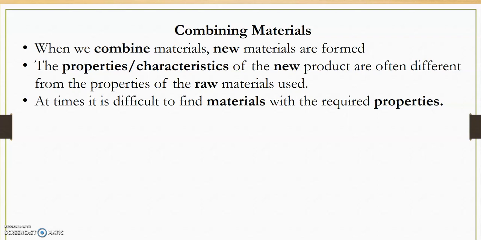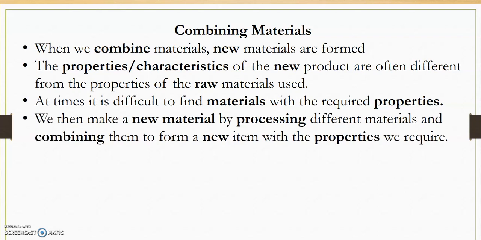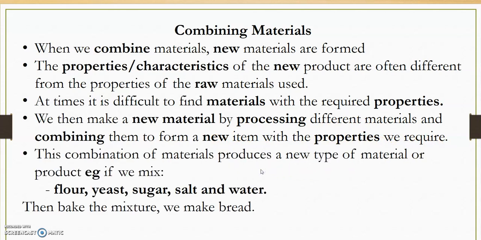At times it is difficult to find material with the required properties. So you look around and you see that you don't have the required properties, the properties that you need in a particular item. So what you do is you need to combine a few raw materials, process them, and then a new item is formed. And this new item will have the properties that you require. Alright? This combination of materials produces a new type of material or product.